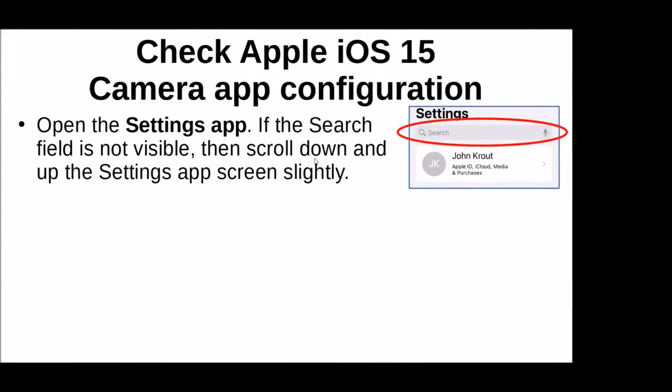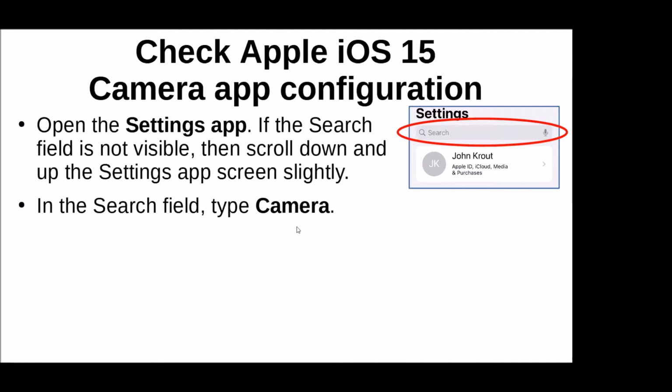Okay, now on Apple, I did this using iOS 15 on my iPhone 10. Open the settings app, and what you're looking for is a search field like I circled here. If the search field is not visible, scroll down and up in the settings app slightly, and the search field will appear. Once you see it, type camera.